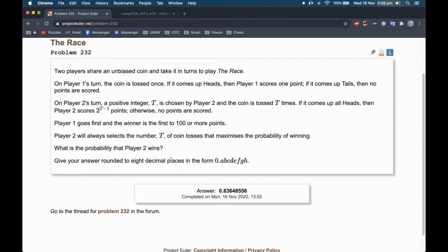Give your answer rounded to 8 decimal places in the form 0. and then 8 numbers. So hopefully that makes sense. I'll give you 5 minutes to think about this problem before we come back with an explanation. And of course, during this time, feel free to ask questions.